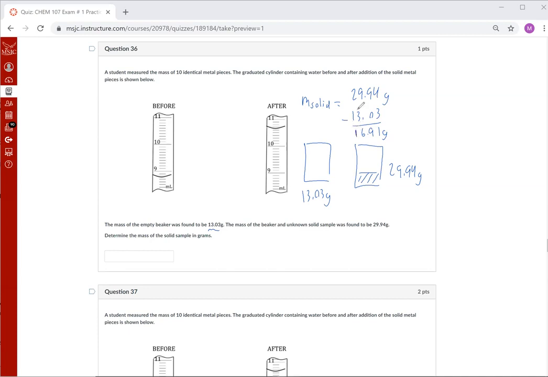Does that make sense, how we calculated the mass of our sample by difference? Does anyone have any questions on this example? Any questions? Let's keep going then.